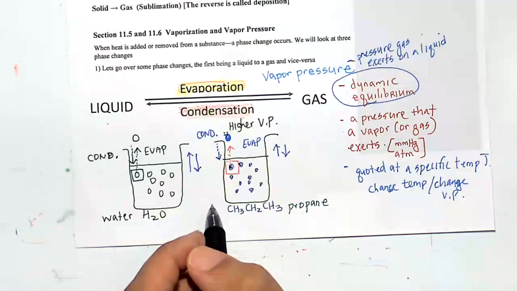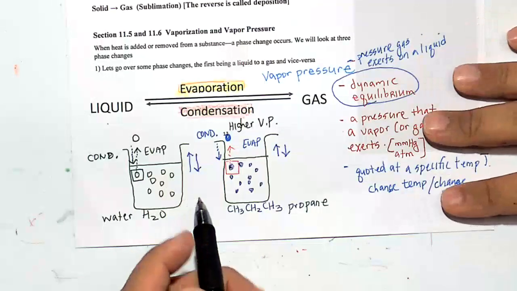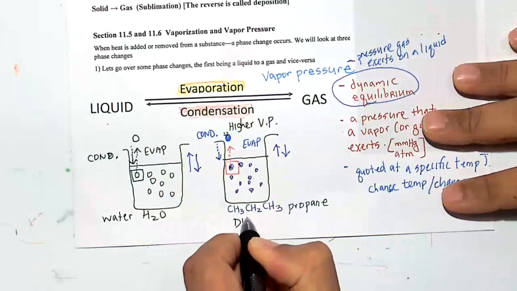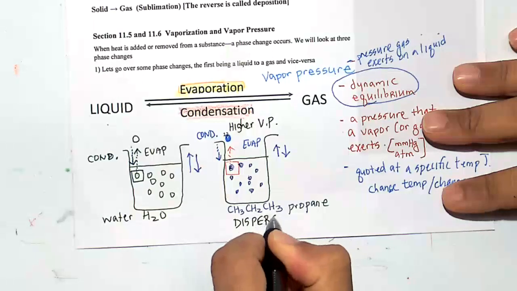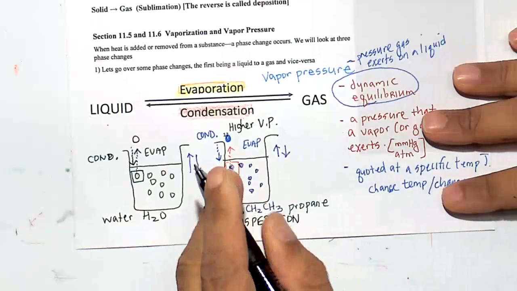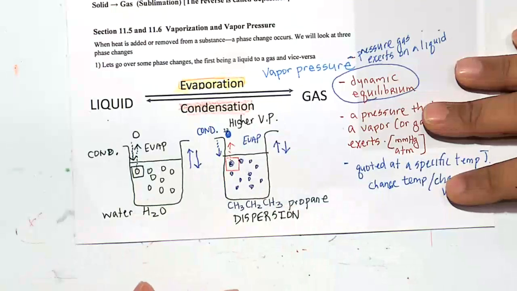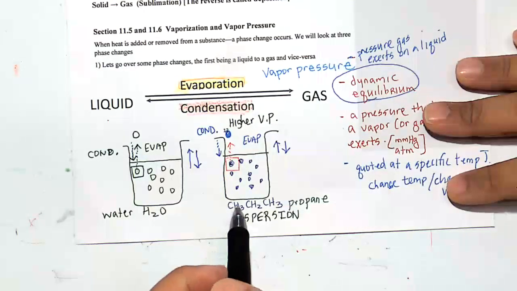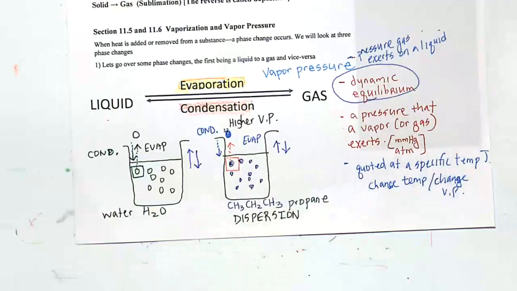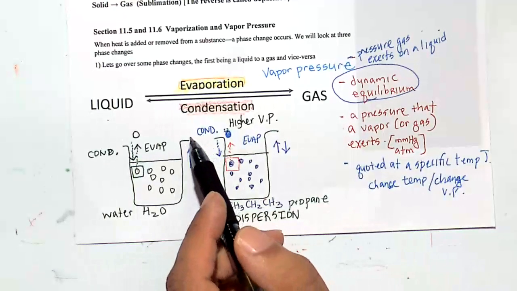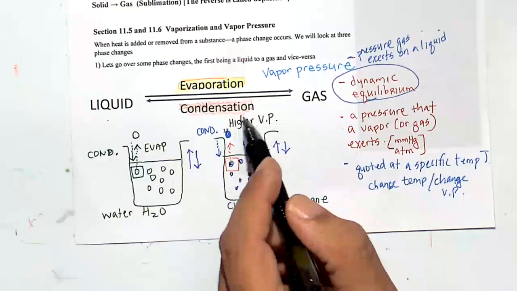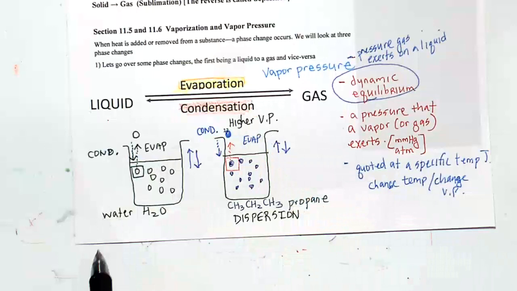Oh, wait, never mind. Is it dispersion? This is held together by dispersion. Okay, what do we know about dispersion, Layla? Is it a weak force or a strong force? Okay, it's weak. If something is held together by dispersion forces, would it be easier to evaporate or harder to evaporate? It should be easier to evaporate. Because it's easier to evaporate, it will also be easier to condense. That is why this has the higher vapor pressure.